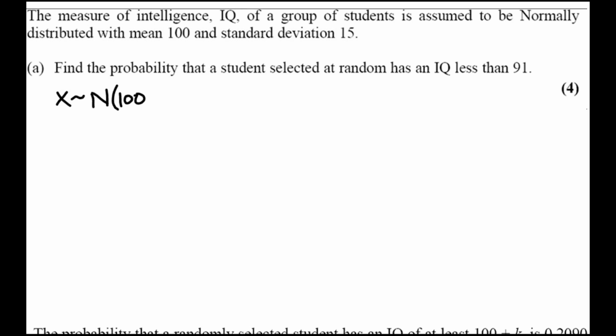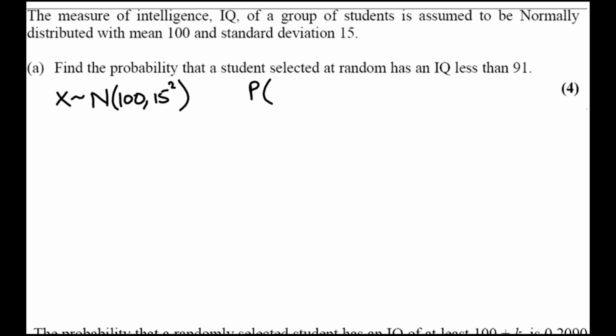Normal distribution, the mean is 100, standard deviation 15. Don't forget to write it in the correct form with the squared. That's what we're looking for. Find the probability that a student selected at random has an IQ less than 91. So let's write that probability statement.